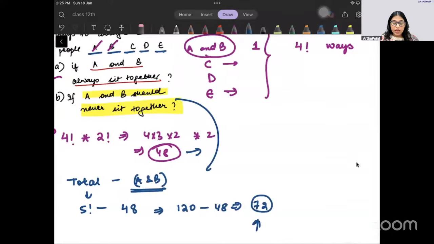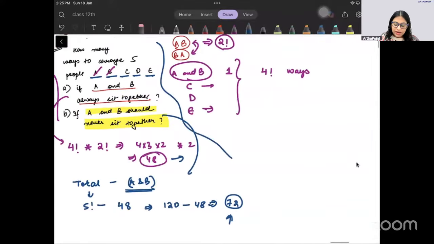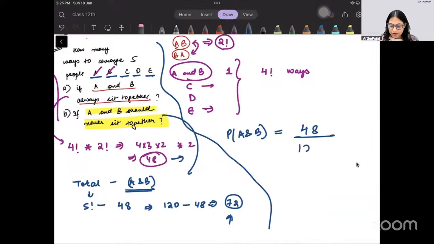So A and B together will be 48 and A and B not together will be 72. And if I want to convert this into probability, then the probability of A and B together will be 48 divided by total, and the probability of A and B not together will be 72 divided by total.